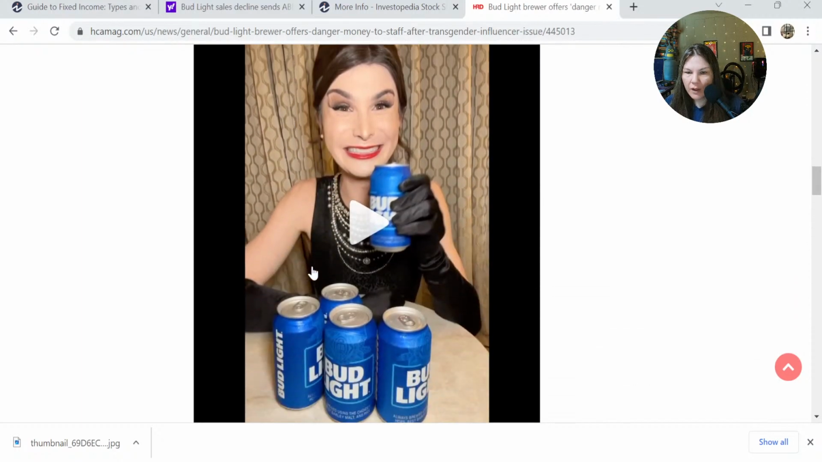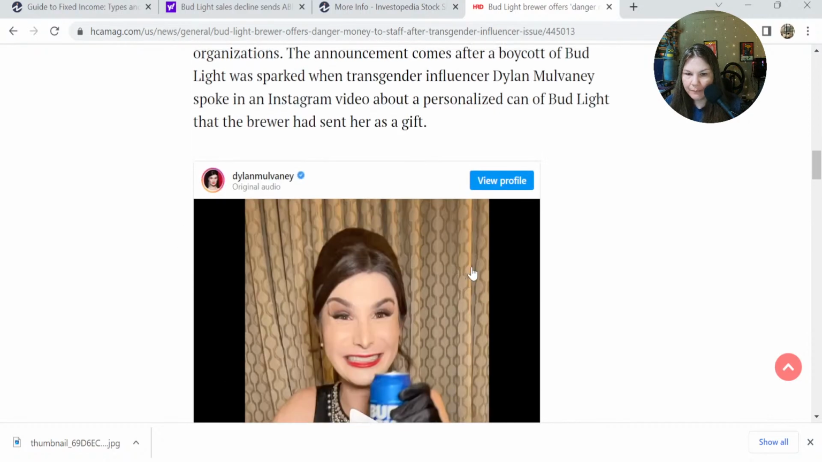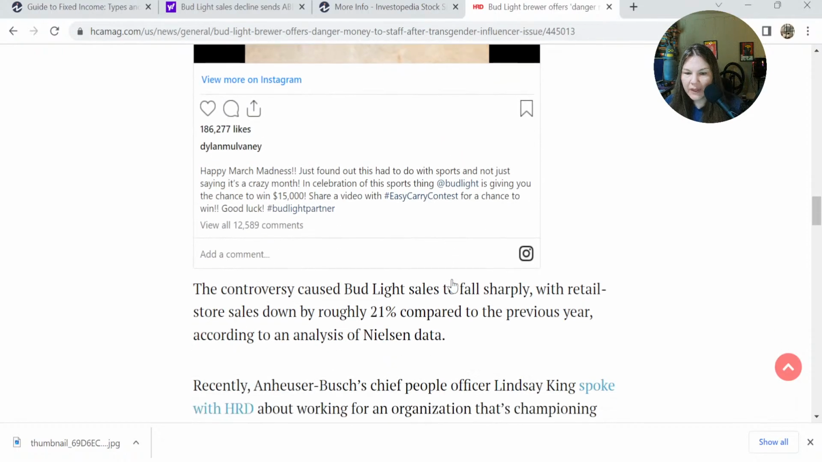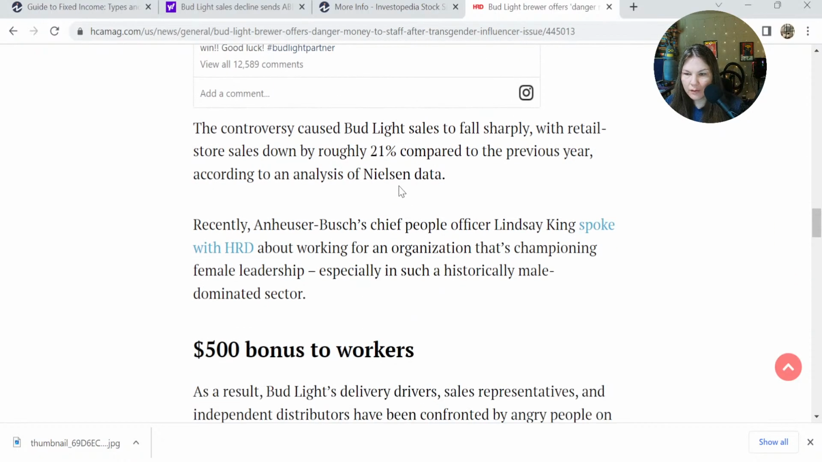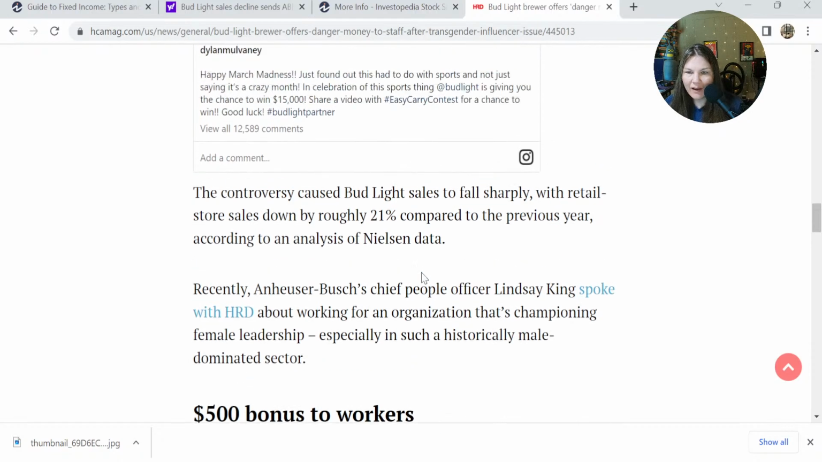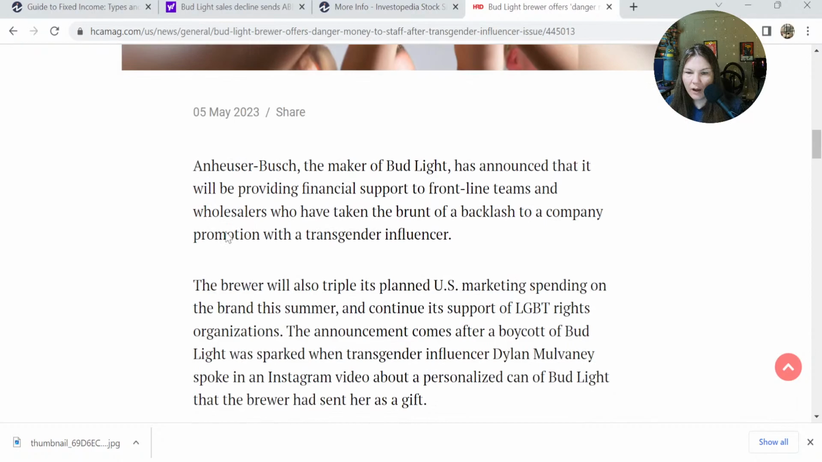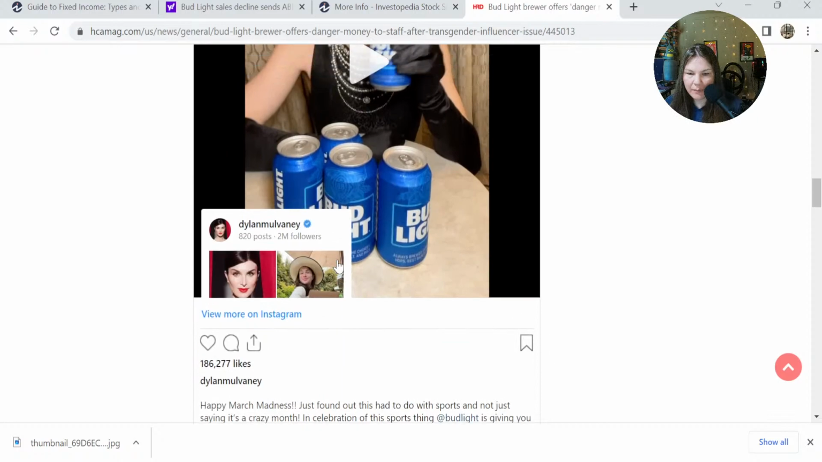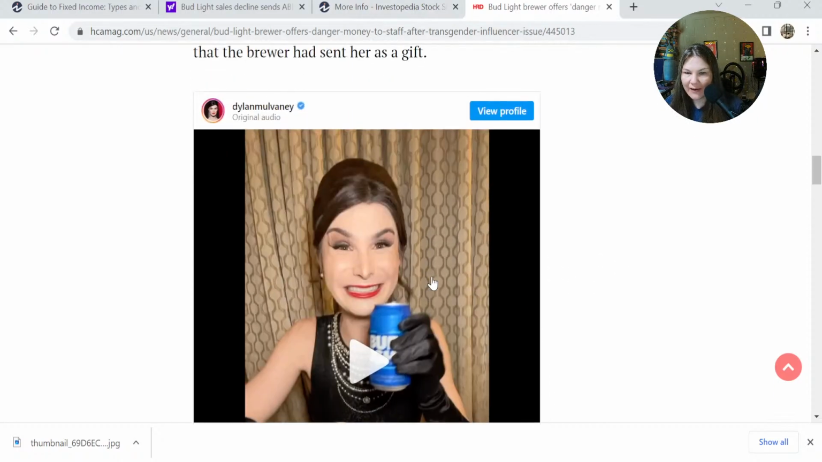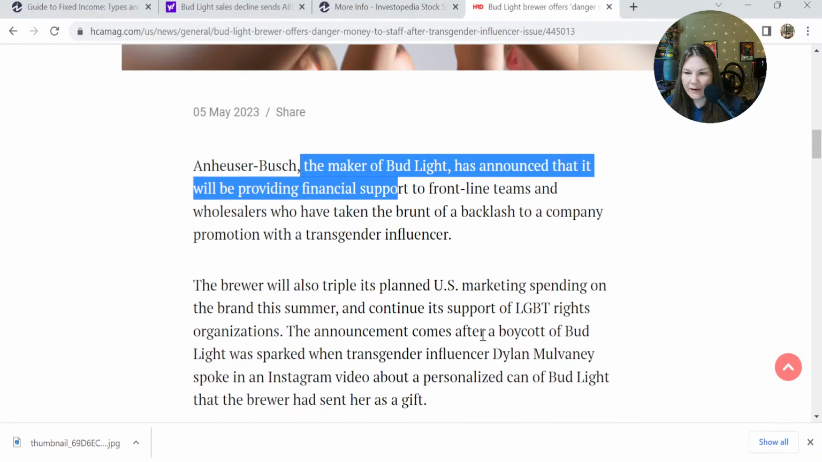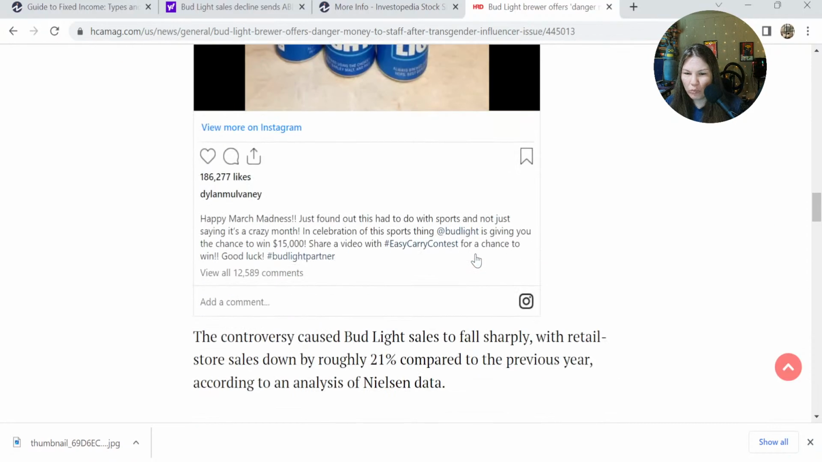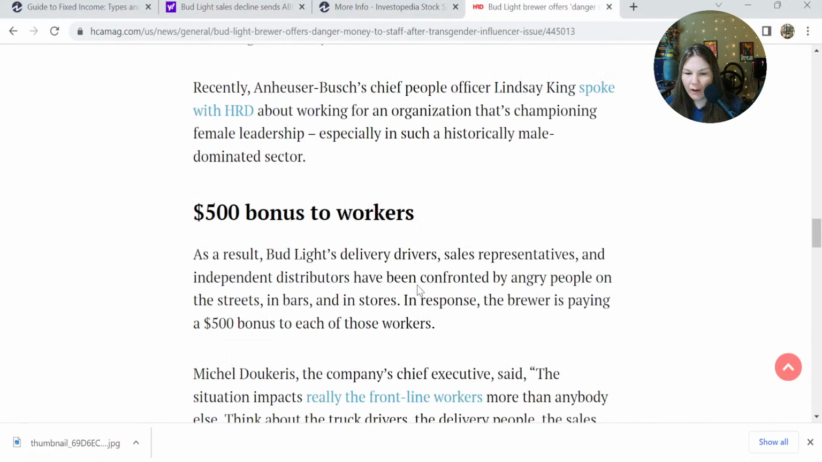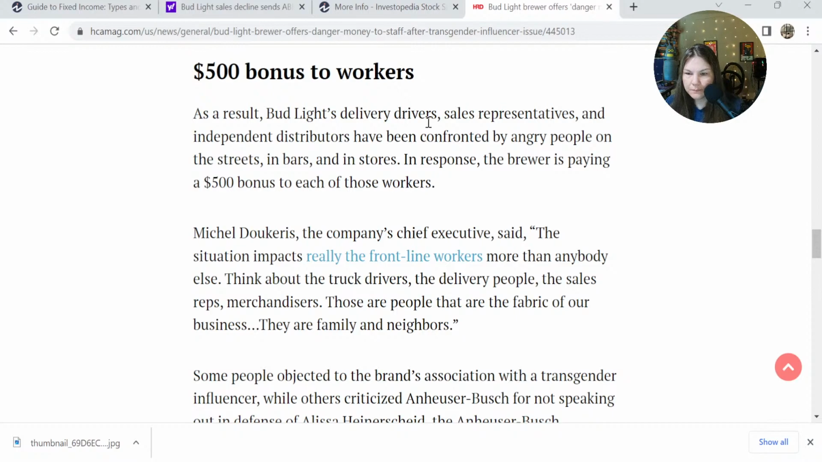So, this gal, Dylan Mulvaney, posted this picture, and because of that, people are literally assaulting the workers of Anheuser-Busch who decided to make this can. The workers didn't make the decision. Anheuser-Busch made the can, and they made a decision, and people are attacking the people who work there. So you're going to close down a company? So they get a $500 bonus.